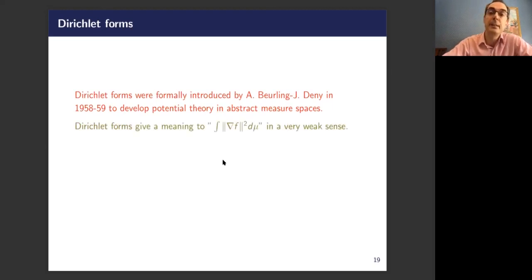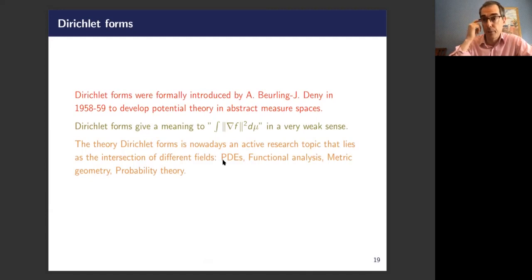So very roughly speaking, Dirichlet forms give a meaning, that is, they define the integral of the square of the norm of the gradient in a very weak sense. So this is an energy form that can be introduced and defined in very general spaces.